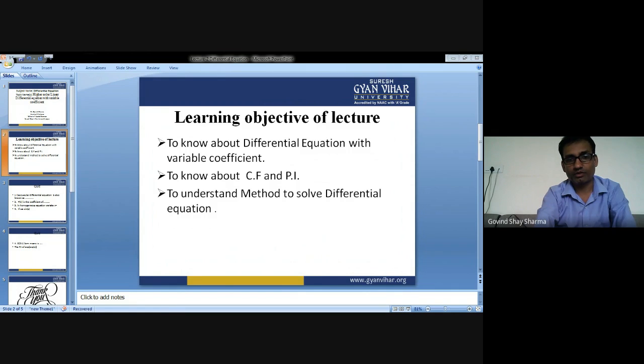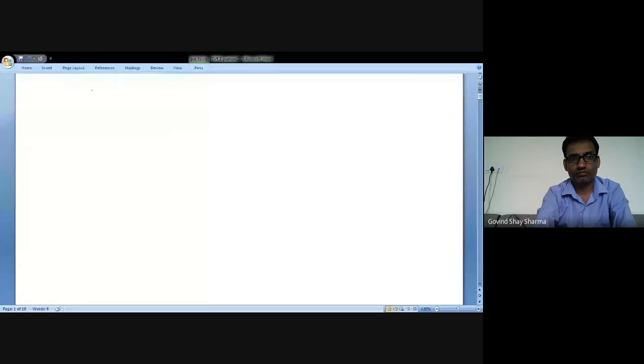We are continuing to find out the method to solve this type of equation. Now we are going to start the lecture. Right, we take another example.